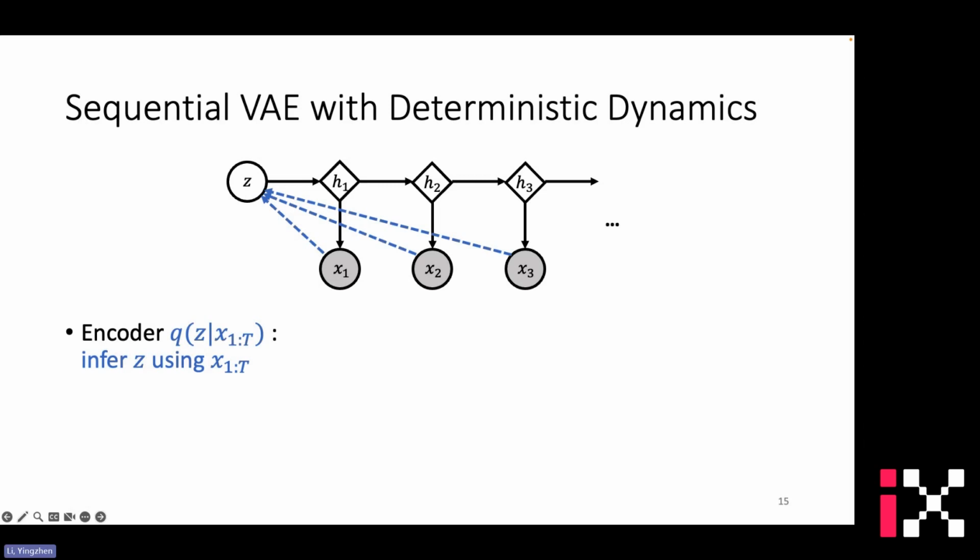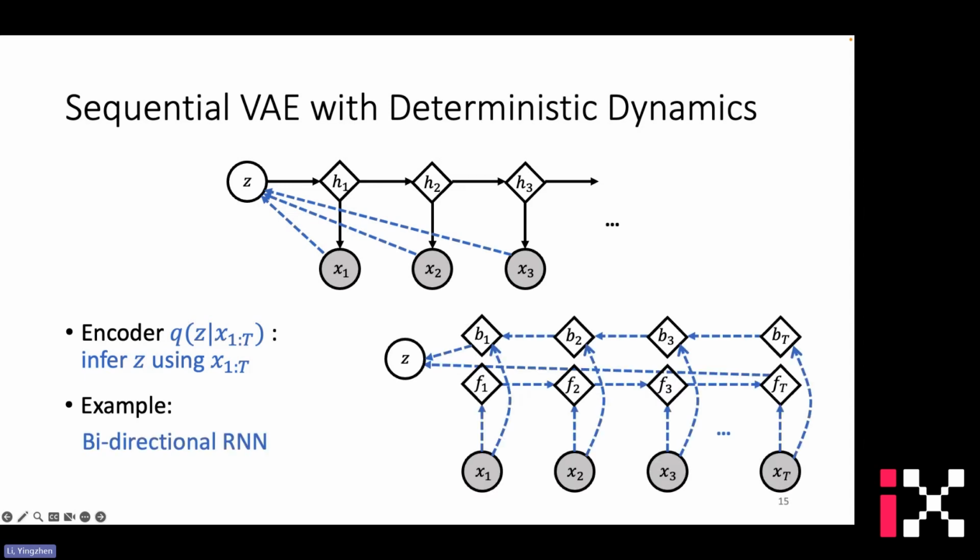One method that people often use is to say, okay, I just take the entire observed video as input, and then I try to somehow parameterize a distribution over my initial variable z. How you actually do that is an interesting question. An example of doing this is something called a bidirectional RNN. Bidirectional basically means I'm going to define two RNNs. One goes in the forward direction, and another goes in the backward direction.